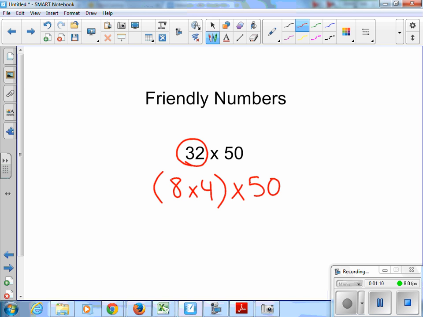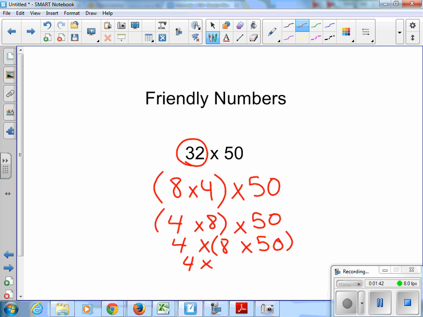So let's do something like 4 times 8 times 50. So I use the commutative property here. I switch the numbers, 8 times 4, and I put 4 times 8. Now let's use the associative property and let's group 8 times 50 together. Now let's multiply.